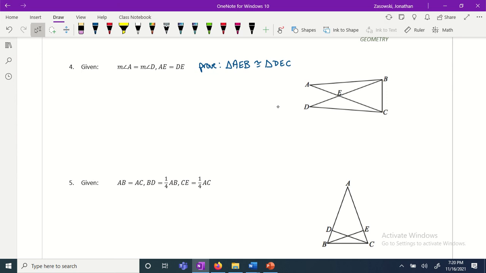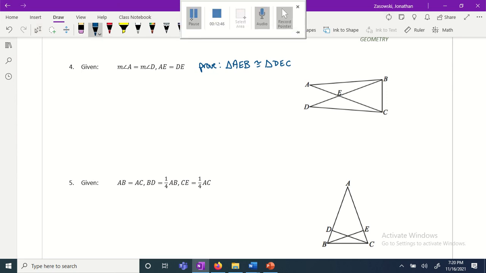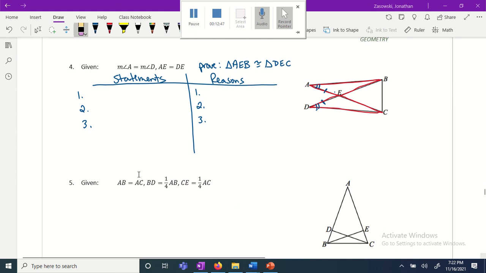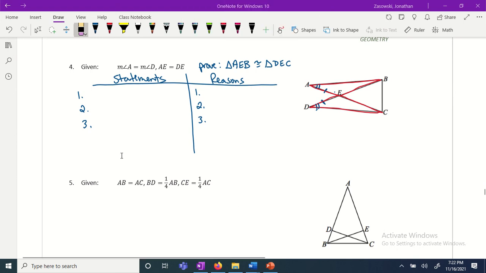Okay, let's see if you guys got this one. Ready? Okay, pause it. Try it now. All right, once again, we got ourselves 3 statements and reasons. So remember, you're filling in the first one is the givens. Okay, make sure you mark them down on your figure.